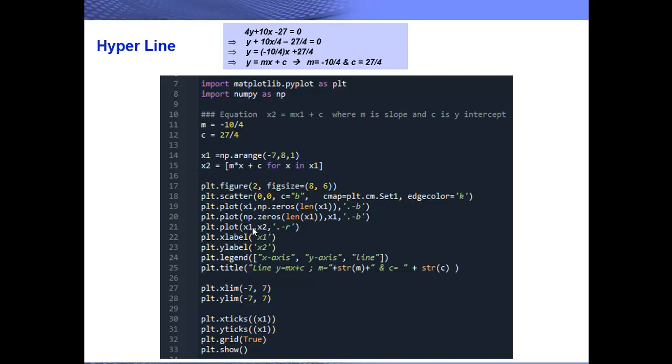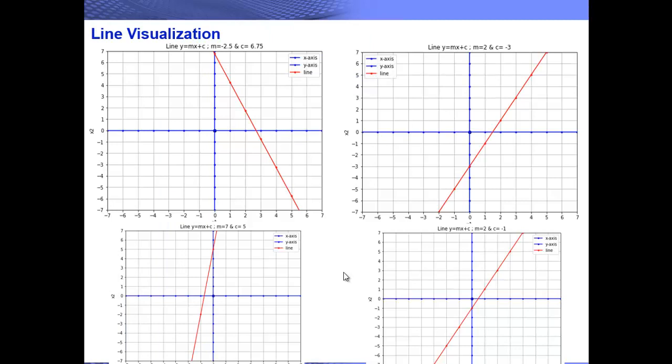And now plot x1, x2. So now this is the real line and this will be in red. This is the line we need to plot with these parameters, right? And then xlabel x1 and x2, the legend, x-axis, y-axis lines you can add, and then the title is line, y is equal to mx plus c, m is equal to something. So we can format the string to show the title of this line. Okay, so we will get to see the line this way, right?